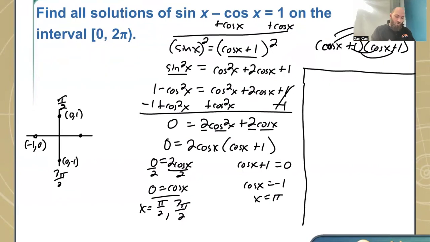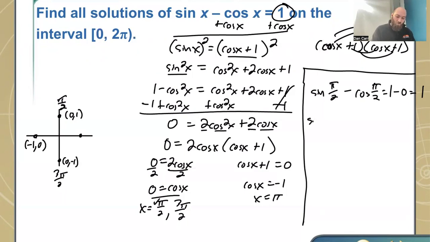Let's do that. So I'm going to do the sine of pi over 2 minus the cosine of pi over 2 here. Okay, so sine of pi over 2, you've already got it on here. It's going to be this one. Sine is going to be 1. That's going to be minus the cosine, which is 0, and I get 1 as an answer, and that's what I'm looking for. So this one checks out. Pi over 2 is good.